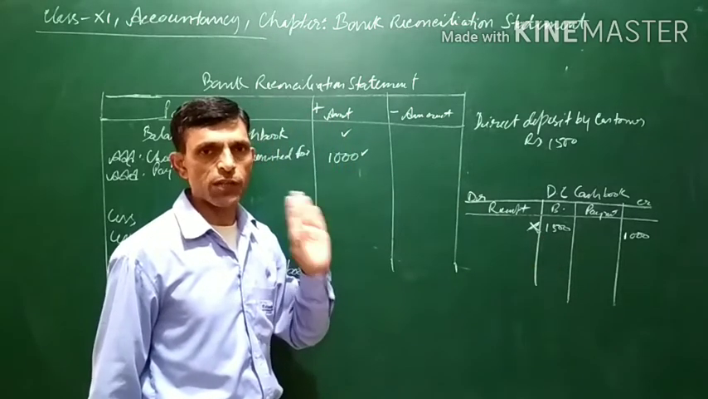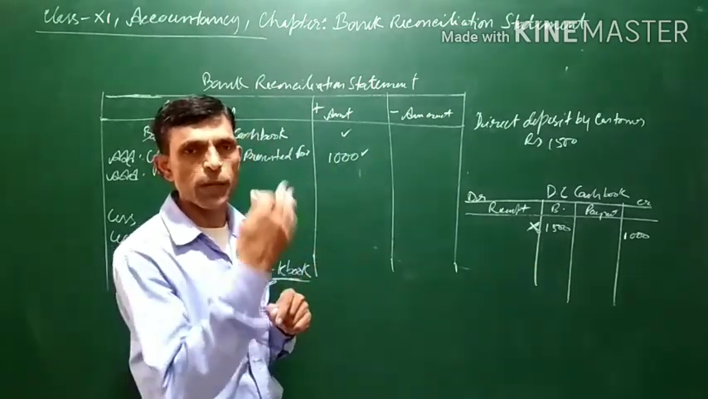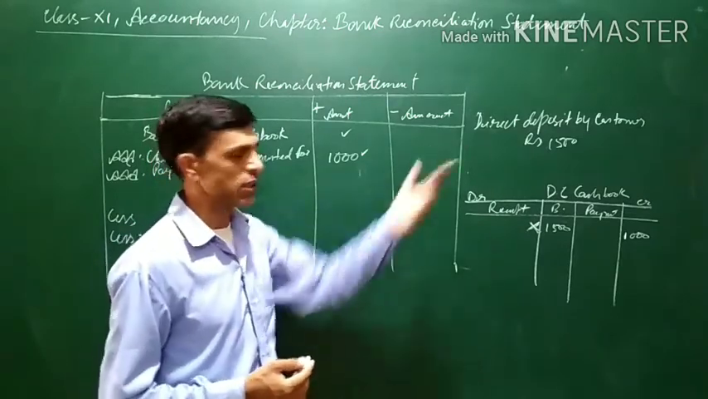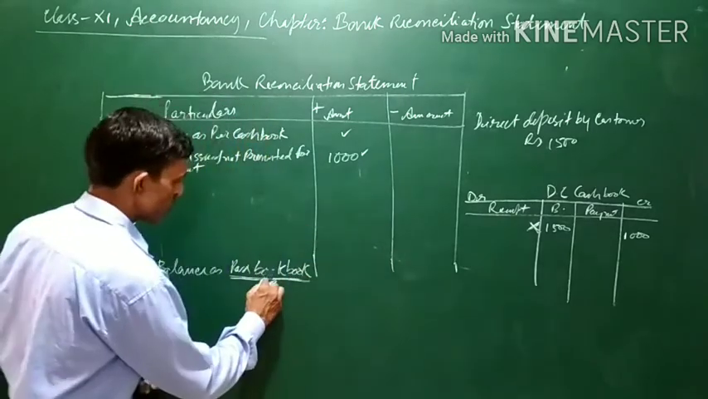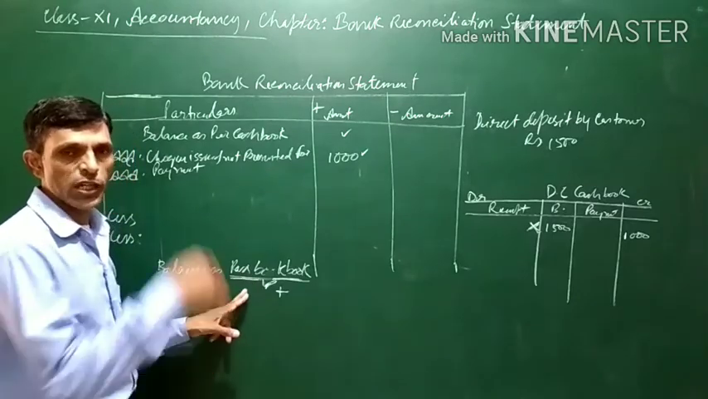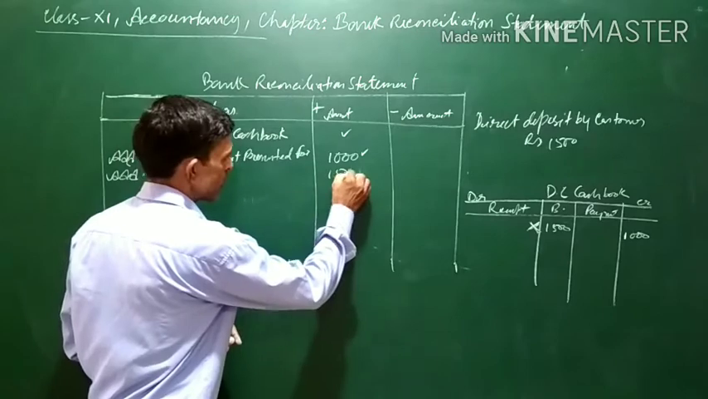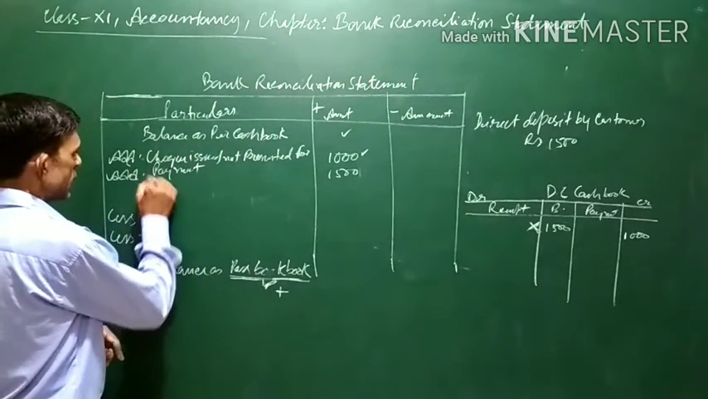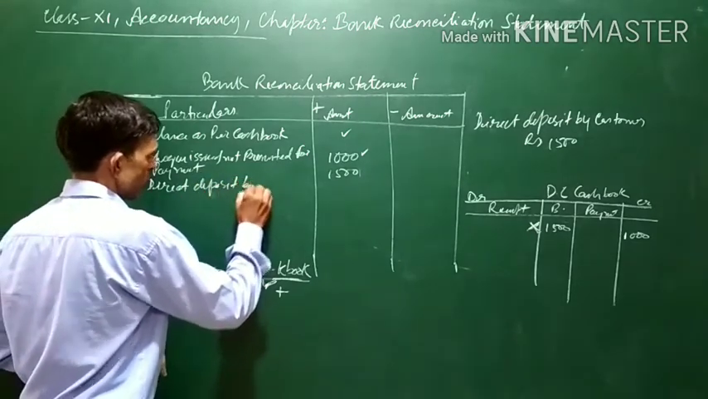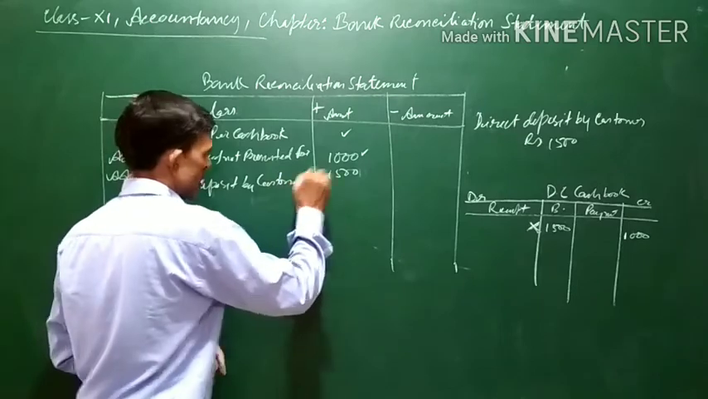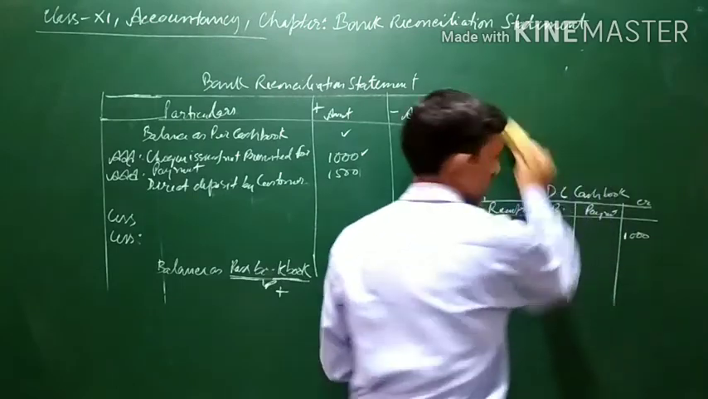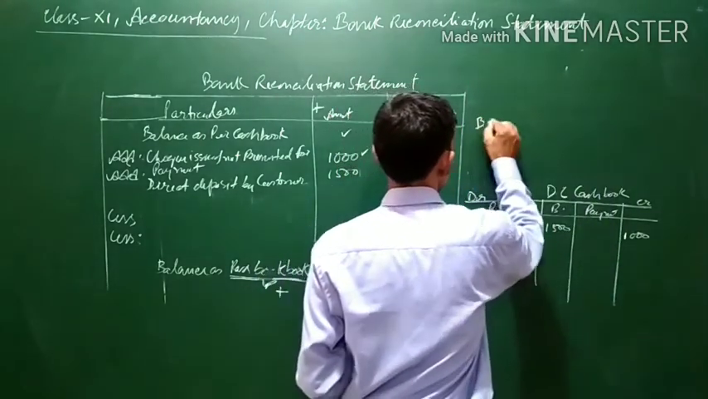But our passbook will be showing 1500 as an extra amount. So what is happening in the passbook? There is an addition of 1500. So we will again be writing on the plus side: direct deposit by customer. It can be possible. Now let us see one more transaction. The transaction can be, let's assume, bank charges.